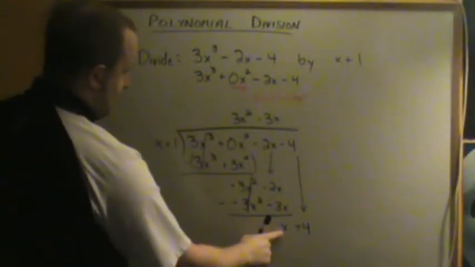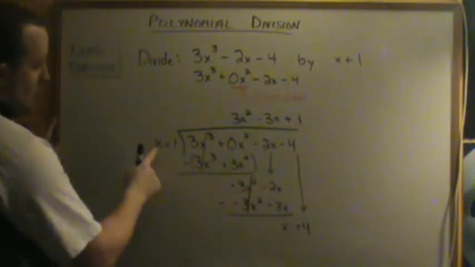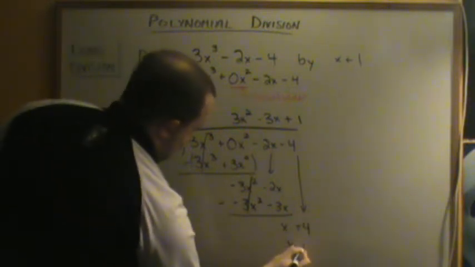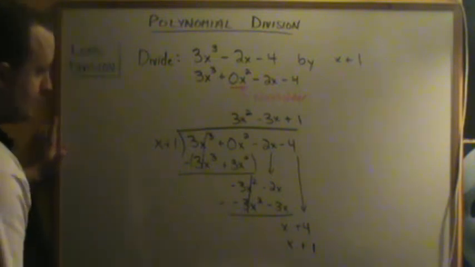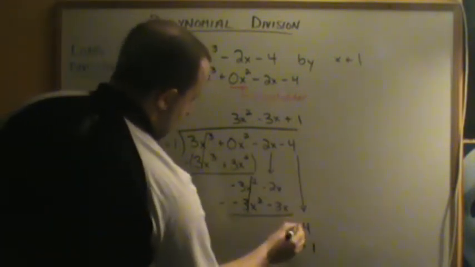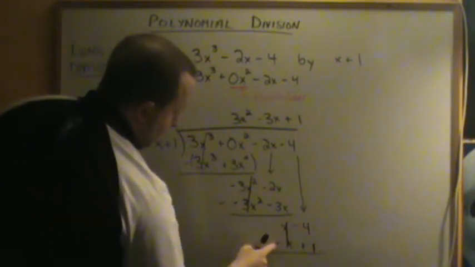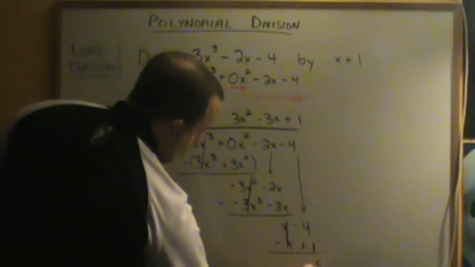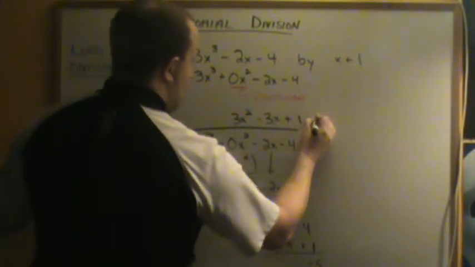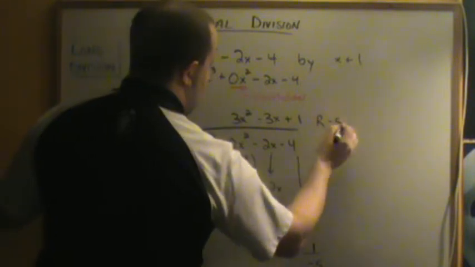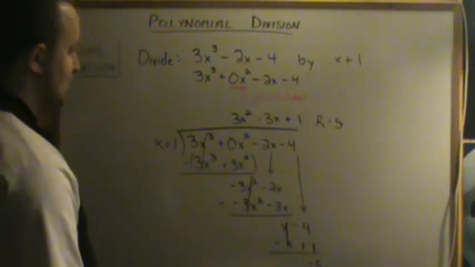And x, what times x gives you x? Well, x times 1 gives you x, so we'll add 1 here. And then we're left with x plus 1. Oh, this is going to be a minus 4, I forgot the sign. And then subtract. These x's go away. Negative 4 minus 1 is a negative 5. So this time we have a remainder of a negative 5.